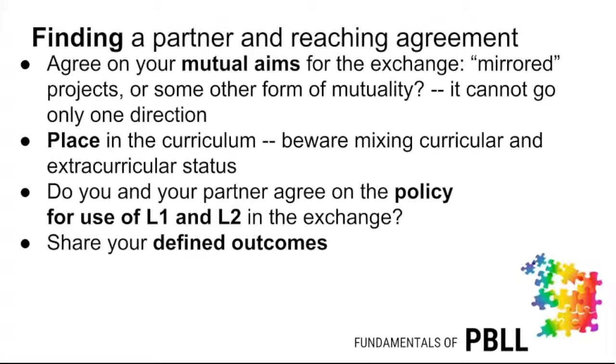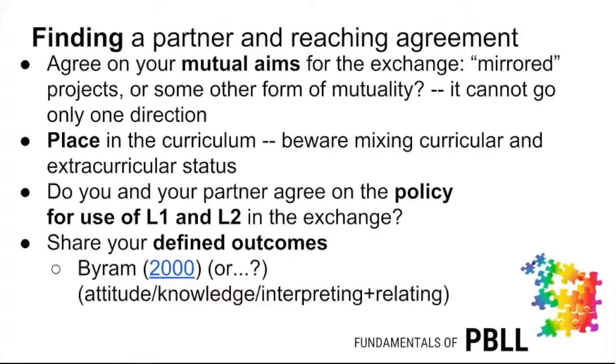You need to share your defined outcomes with your partner so that you agree on them. Now, what kind of outcomes would you define for an exchange? And here, when you see this presentation later, when you're doing this lesson, you can follow this link to an article by Byram from England, where he discusses assessing intercultural competence. And he has different aspects of assessing intercultural competence. One of them is students' attitude. Another one is students' knowledge about culture. And the third one is students' ability to interpret and relate.